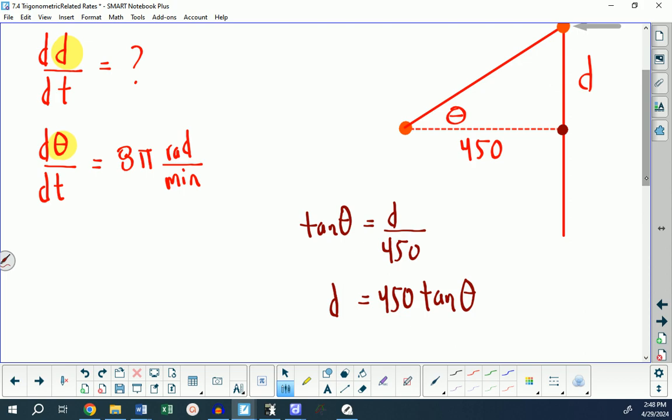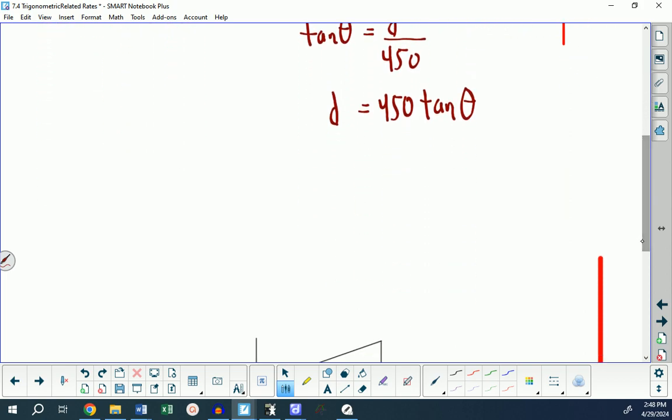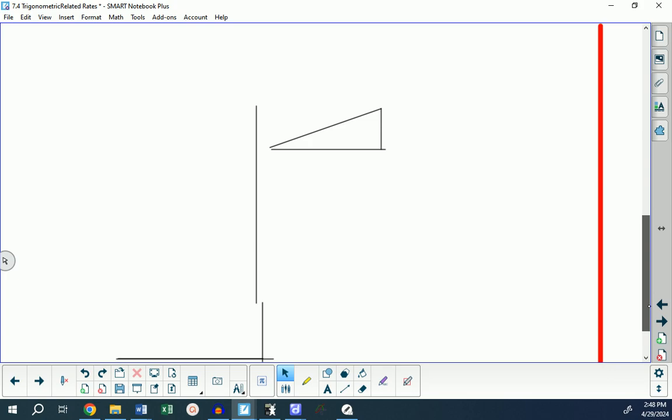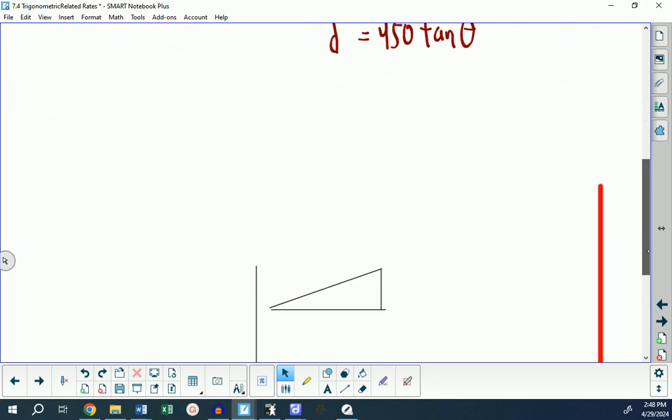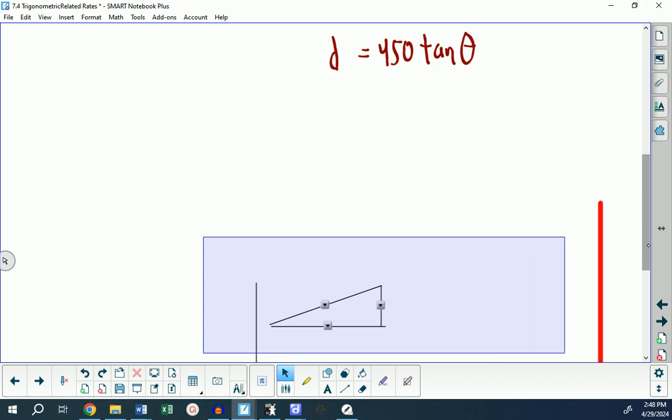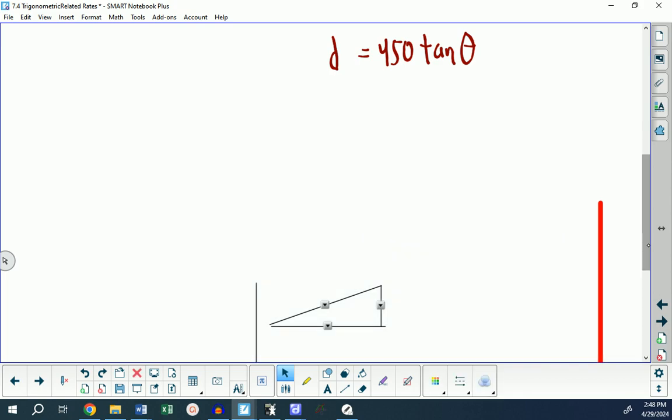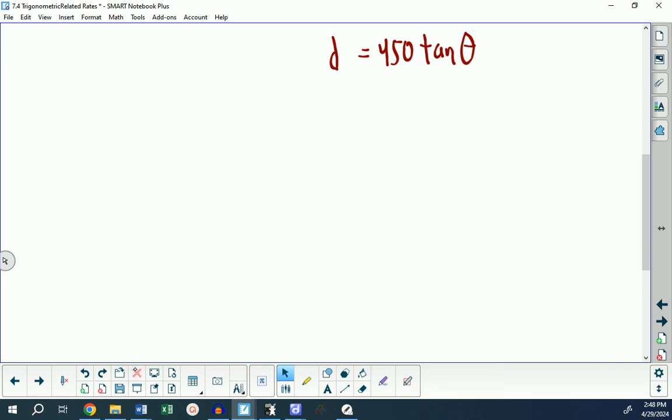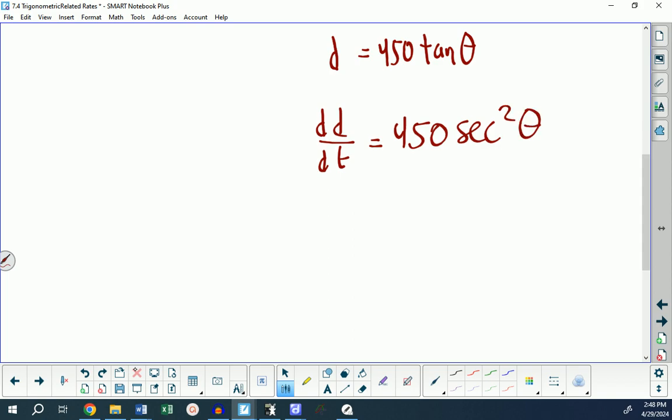So we've set up with my help what's going on in this question so that in the future, you know what's going on. I've made my list of rates of change that we want to know or do know. Based on that, I've come up with my formula. Now I'm going to differentiate everything, both sides of this equation, with respect to time, and get dd/dt equals 450 secant squared of theta d theta/dt.